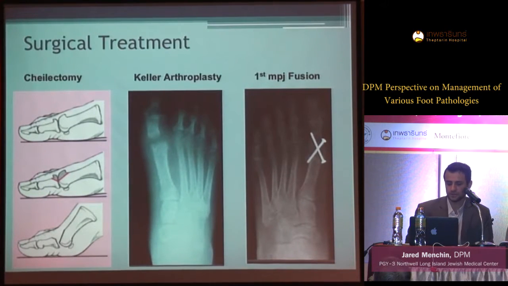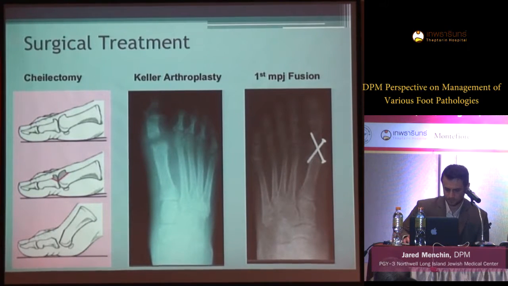Another procedure that you can do is called a Keller arthroplasty. What you do here is you're going to resect the base of the proximal phalanx. That's a procedure that's likely going to lead to a floppy toe, so you're not going to want to do this in an active patient. This is going to be your more sedentary, low activity patient.